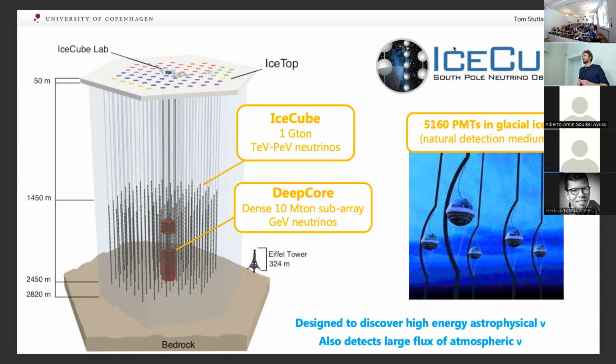And so IceCube was initially designed to study high-energy astrophysical neutrinos, but the background to those is the very large foreground, really, of atmospheric neutrinos. But what we actually now do is not just treat those as a background, but we actually use them for studies of particle physics and in particular oscillations.